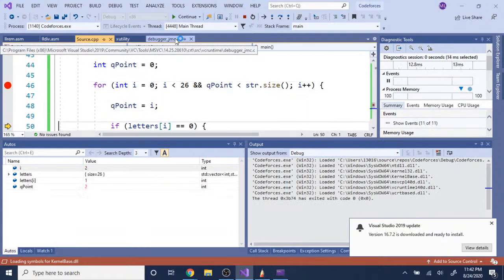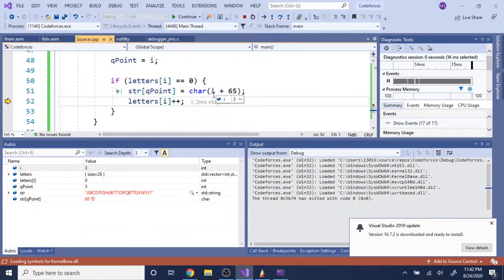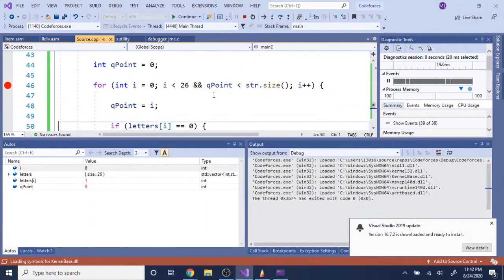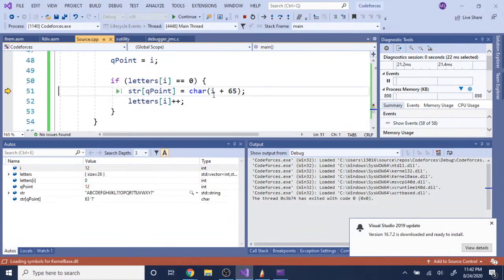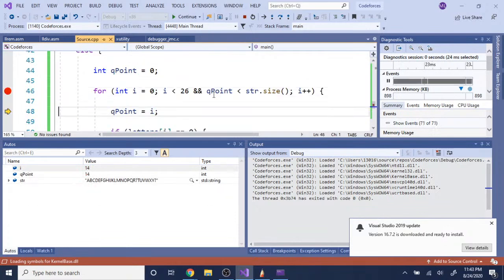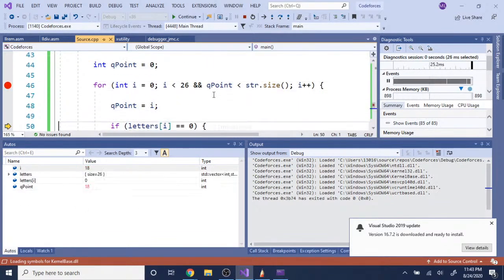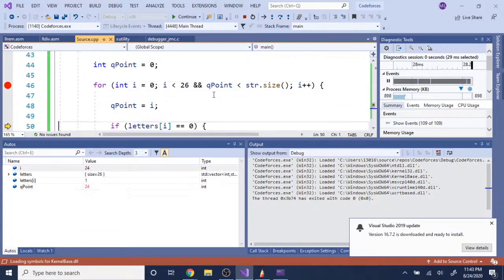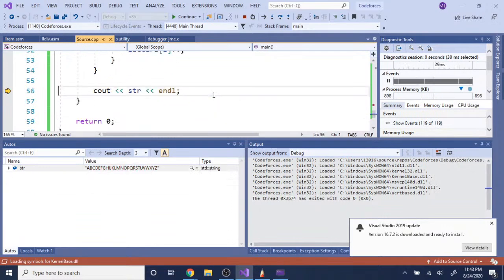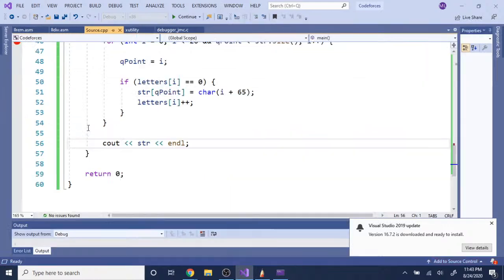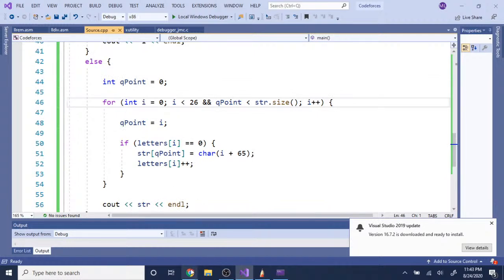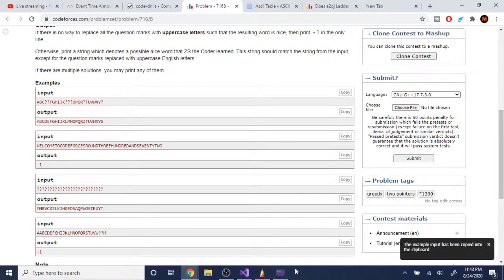So this changes it to D, E. No. L, M, N, O, P, Q, R, S, T, U, V, W, X, Y and Z. Okay, so that works for that. Technically we could have just set it to I. We don't even need this actually, but I digress.